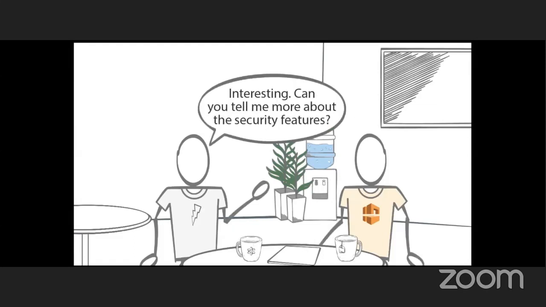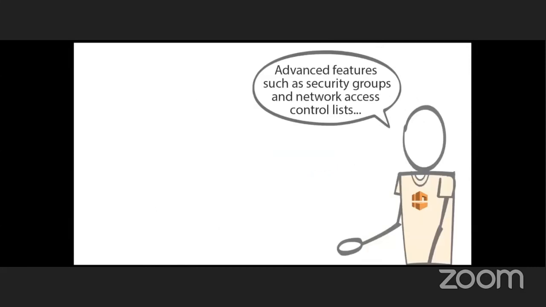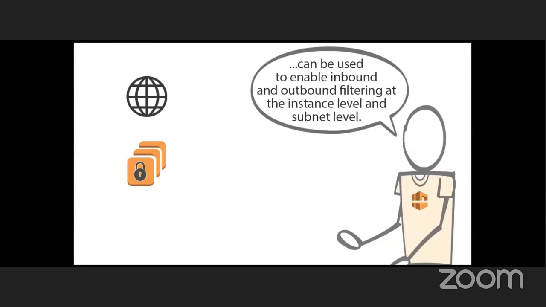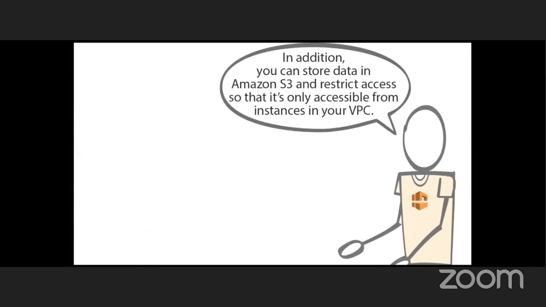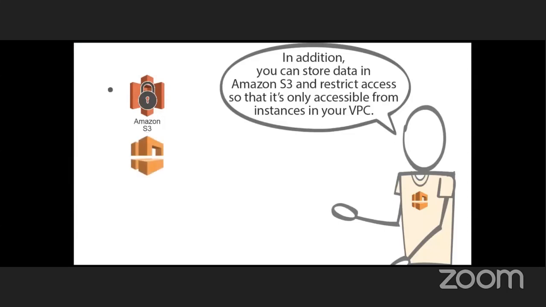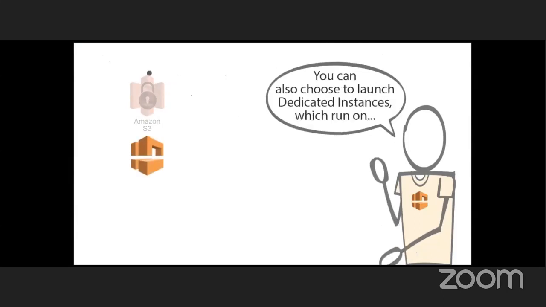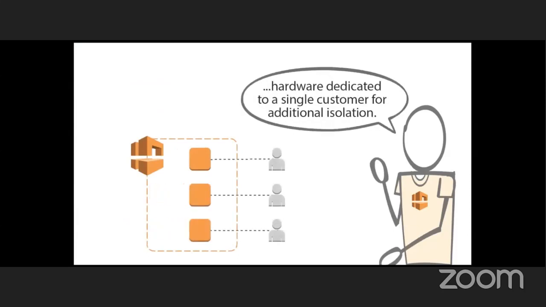Interesting. Can you tell me more about the security features? Advanced features such as security groups and network access control lists can be used to enable inbound and outbound filtering at the instance level and subnet level. In addition, you can store data in Amazon S3 and restrict access so that it's only accessible from instances in your VPC. You can also choose to launch dedicated instances, which run on hardware dedicated to a single customer for additional isolation.